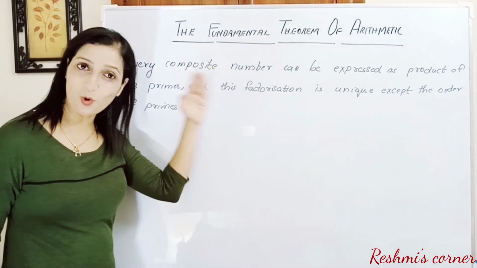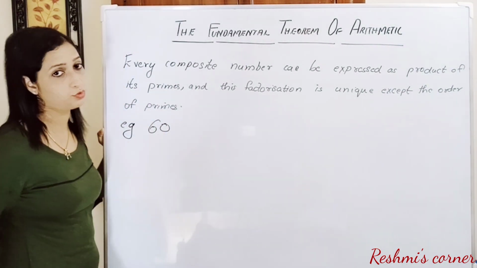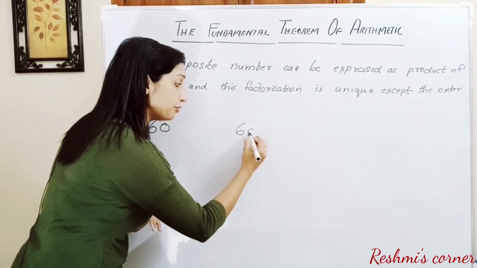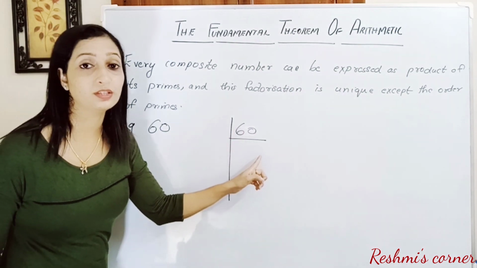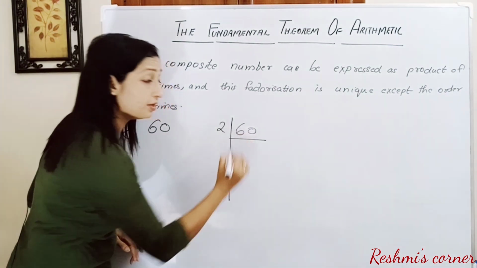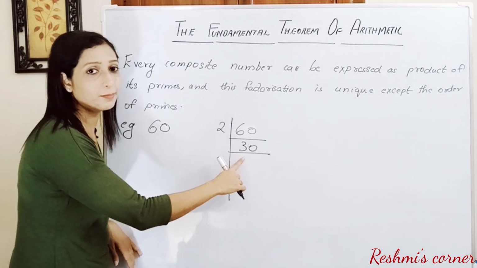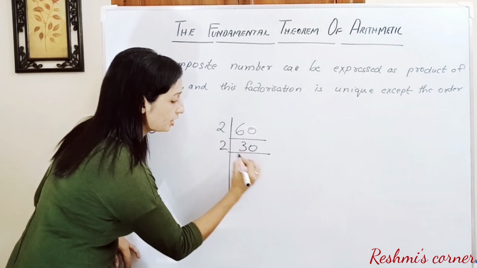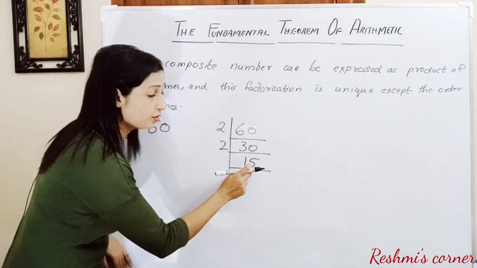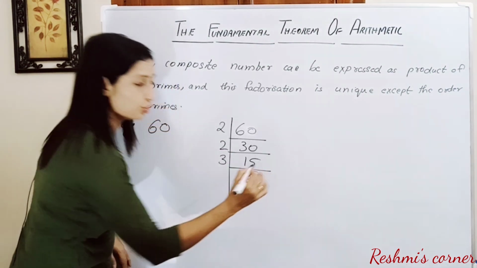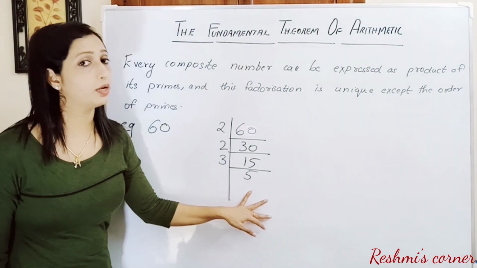Now this theorem would be more clear through an example. So let us go for an example. We are going to do the prime factorization of the number 60. How do we do the prime factorization? We find out the lowest prime number by which we can divide 60. So which is that number? 2. So how much do you get? You get 30. Again, which is the smallest prime number by which you can divide 30? That is again 2. You get 15. Again, which is the lowest prime number by which you can divide 15? That is 3. And you get the answer 5. Now 5 itself is a prime number which can't be divided further.